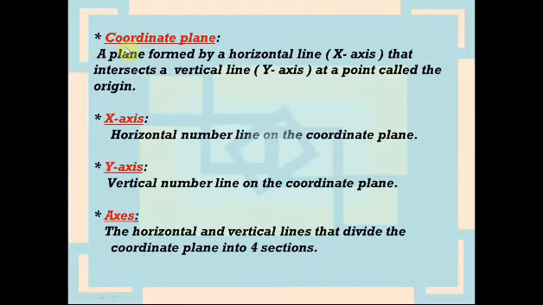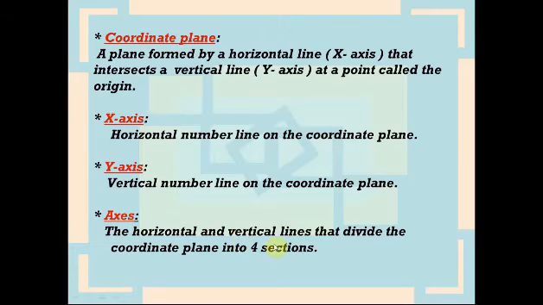Now, our definitions. Coordinate plane: it is a plane formed by a horizontal number line, called the x-axis, that intersects a vertical number line, the y-axis, at a point called the origin. The x-axis is the horizontal number line on the coordinate plane, and the y-axis is the vertical number line on the coordinate plane.